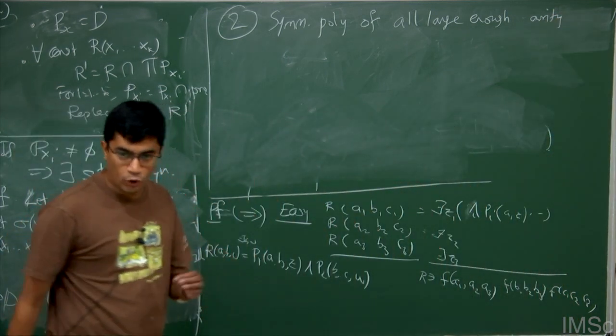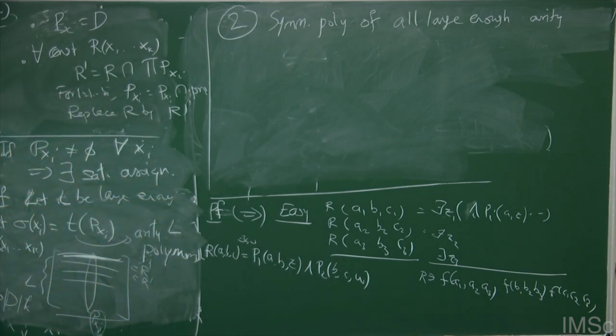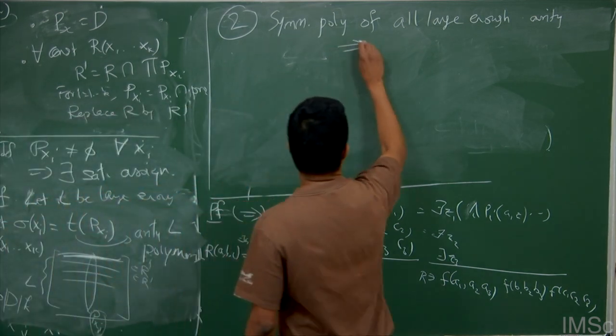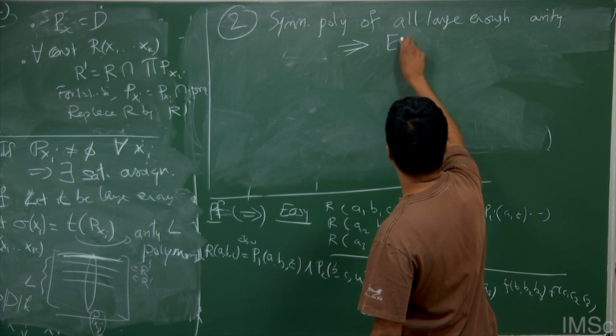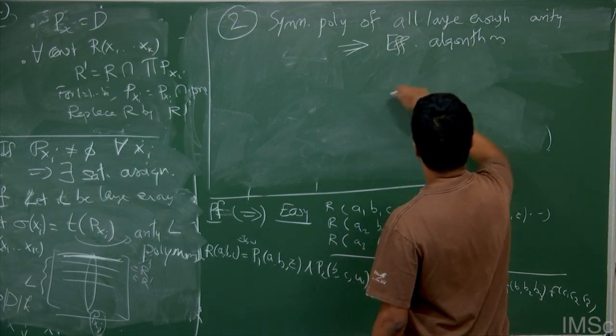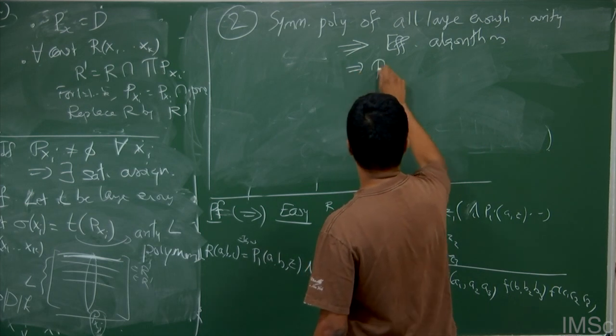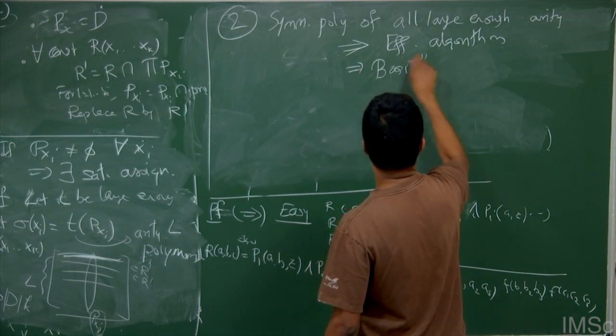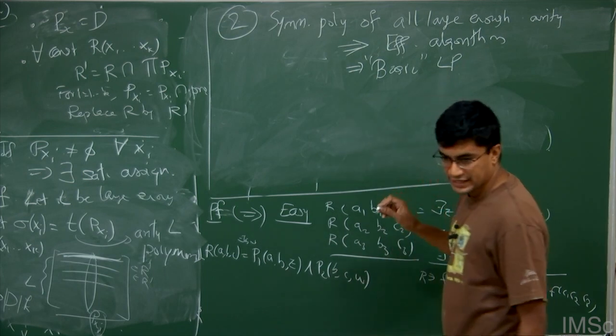So now instead of totally symmetric, I'll just assume that you have a symmetric polymorphism of all big enough arities. That implies an efficient algorithm. In fact, it implies that the basic LP works. So I'll tell you what the basic LP is.